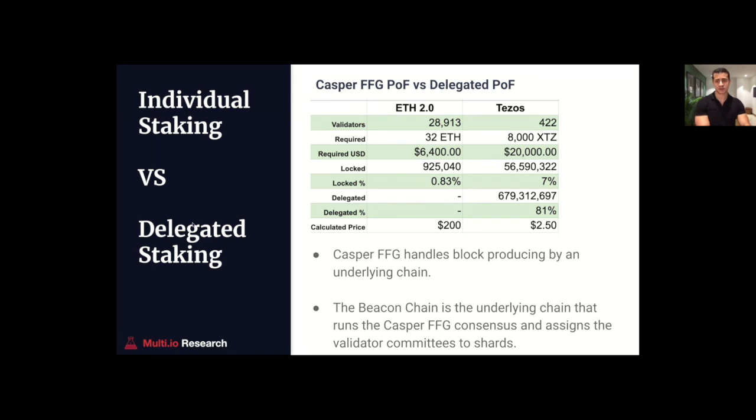Compared to Tezos, where there's only 222 validators, which in their ecosystem are the bakers, there is a very high participation of delegators, but these delegators do not have to run validator software or lock up their capital. They just simply delegate to the block producers. So each validator on Ethereum 2.0 has to deposit 32 Ether in order to start producing and attesting blocks.